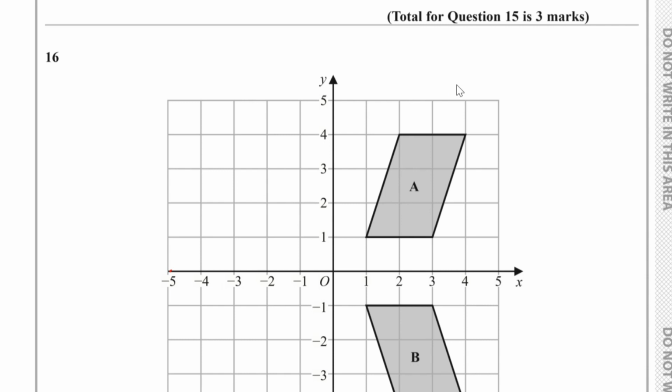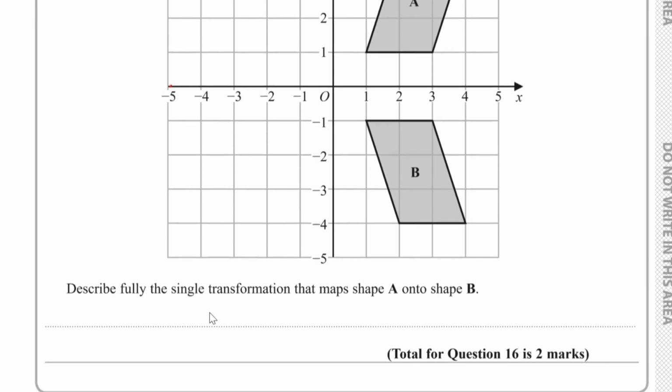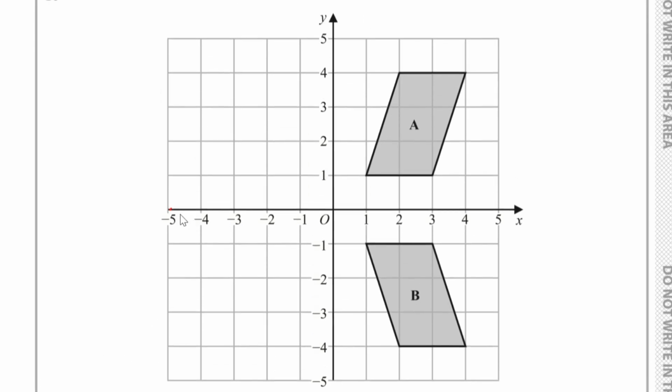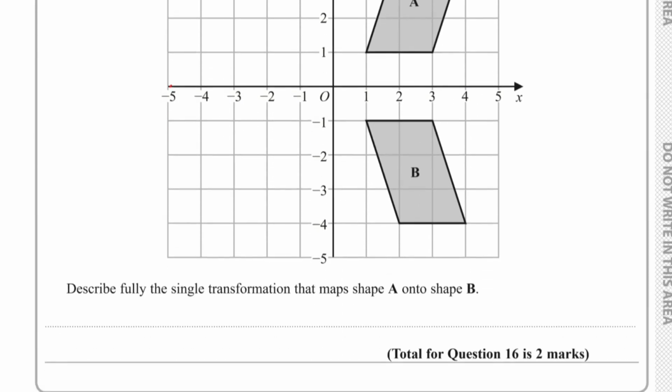Question number 16. We have to describe fully the single transformation that maps shape A onto shape B. Well, what we see is we have a reflection in the x-axis.